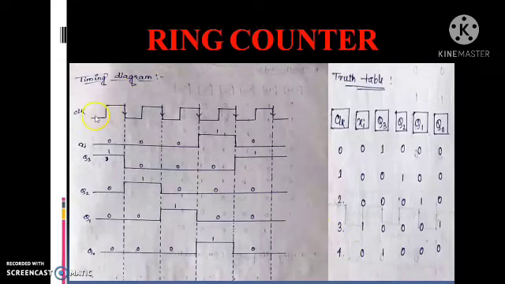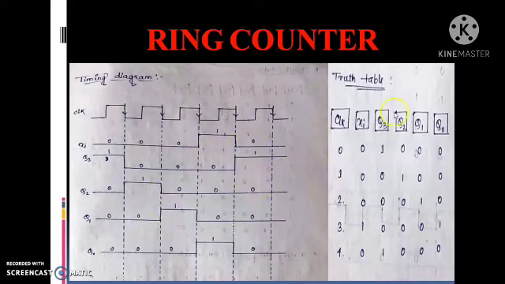This is the clock pulse. This is 0, this is 1, this is 2, this is 3 and this is 4. Xi value: initially, clock pulse 0, Xi value is 0. Clock pulse 1, Xi value 0. Clock pulse 2, Xi value 0. Clock pulse 3, Xi value 1. Clock pulse 4, Xi value 0.